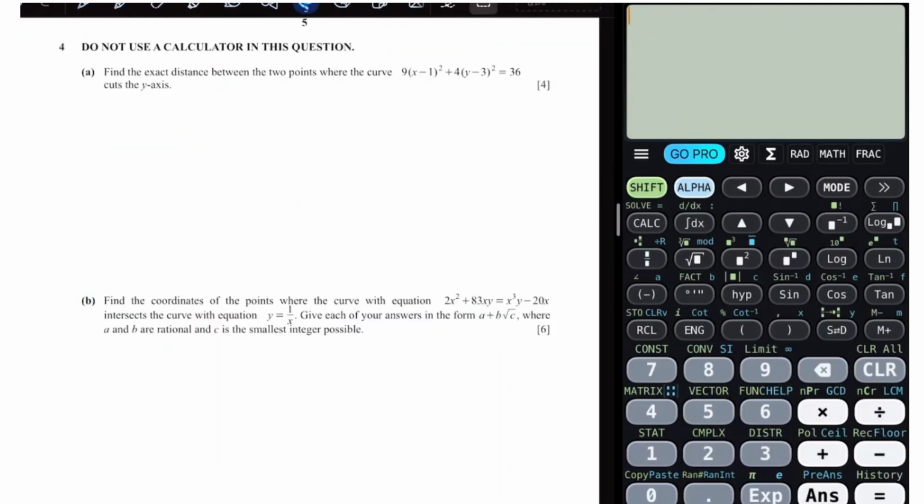Okay, question number 4. Do not use the calculator for these questions. Find the exact distance between the 2 points where the curve cuts the y-axis. So whenever you see the words cuts the y-axis, you know that the x-coordinate is going to be 0.